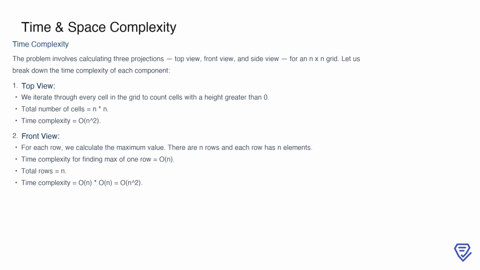Next, for the front view, we calculate the maximum value in each row. With n rows and n elements in each row, the maximum of one row requires n time. Since we repeat this for all n rows, the time complexity for the front view is also n squared.